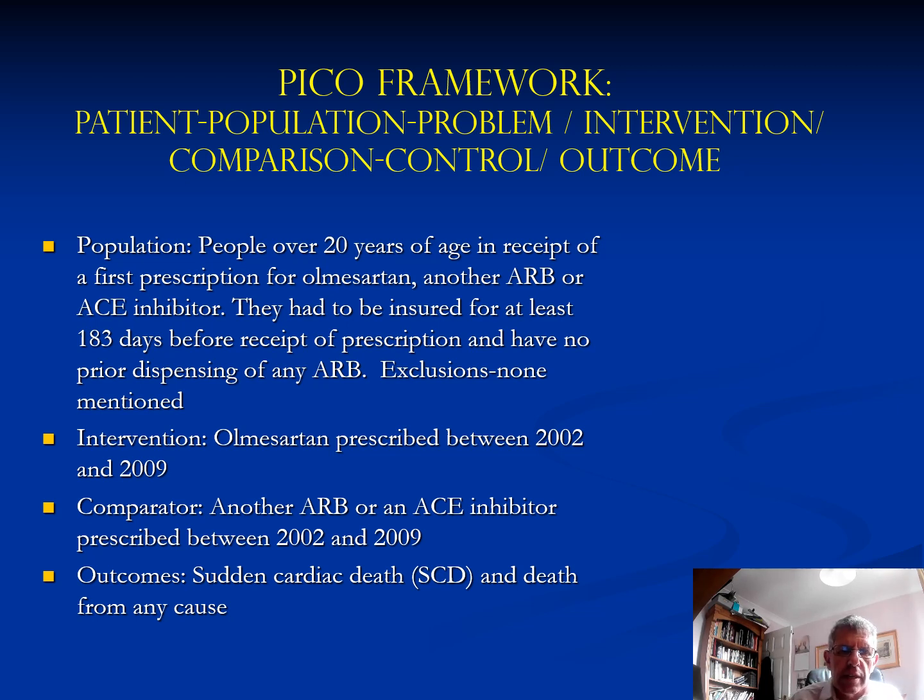In this study, the population are people aged over 20 in receipt of the study drugs. There are no exclusion criteria. The intervention is olmesartan prescribed between 2002 and 2009. The comparator is another ARB or an ACE inhibitor prescribed between 2002 and 2009. And the outcomes are sudden cardiac death and death from any cause.